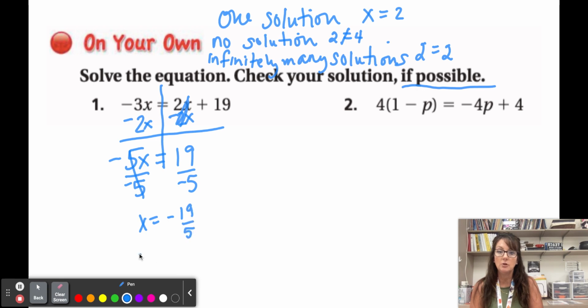And if you put that into your calculator, it is equal to a negative 3.8. And that's okay if you want to change it to a decimal. I'm fine with that. Look at number 2.